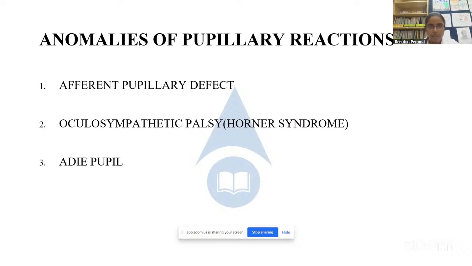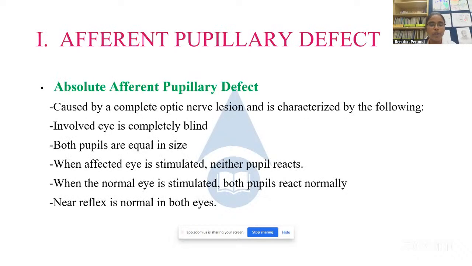First, we'll be seeing about afferent pupillary defect. Here there will be a complete optic nerve lesion, and it will be characterized by the following. First, the involved eye will be completely blind. Both pupils will be equal in size, and the near reflex will be intact. When the affected eye is stimulated, neither pupil will react. When the normal eye is stimulated, both pupils will react normally.